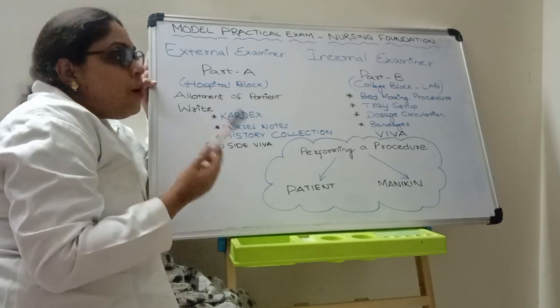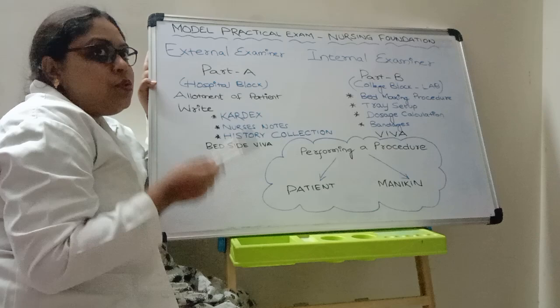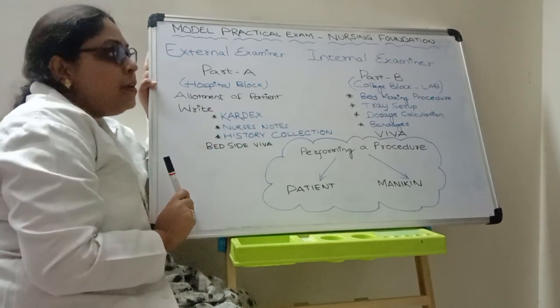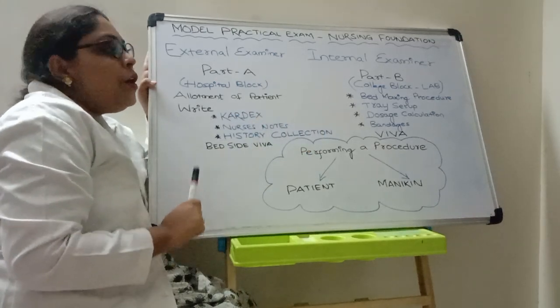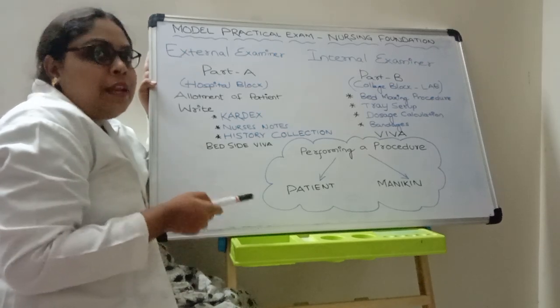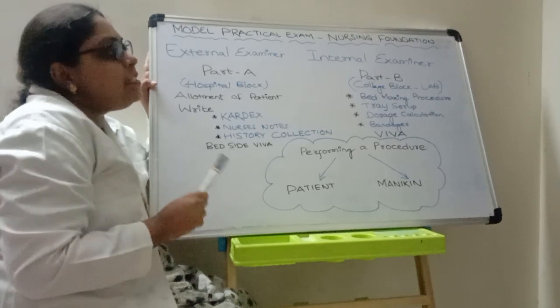Like closed bed, open bed, cardiac bed, burns bed, etc. So one procedure will be allotted for you that you have to perform in the lab. Next, tray setup. So what is a tray setup? You have to arrange one procedure tray setup. For example, nail care. So if you get nail care, you have to arrange the setup.